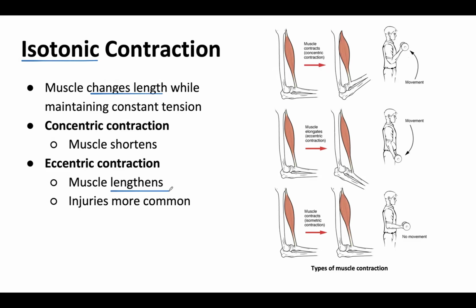And these types of contractions are more prone to injuries because the sarcomeres and the connective tissues of the muscle are pulling in one direction while the weight is pulling the muscle in an opposite direction. So this is a leading hypothesis as to why these types of injuries often lead to more injuries.